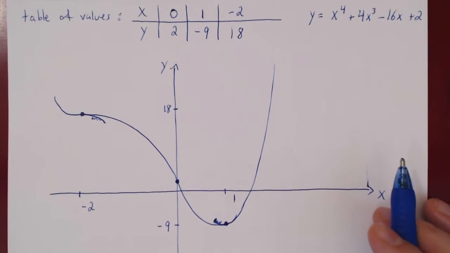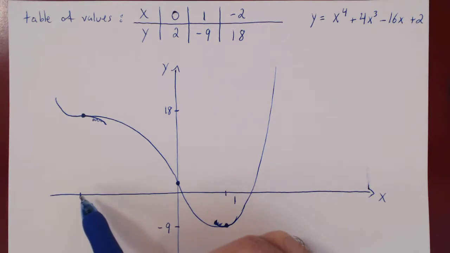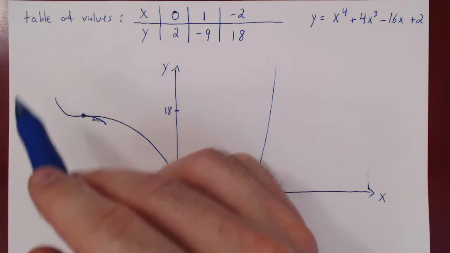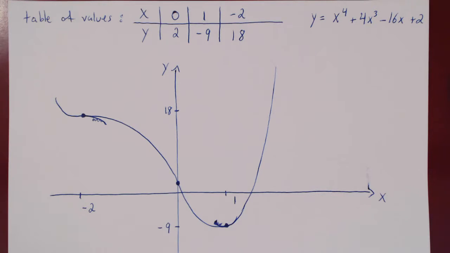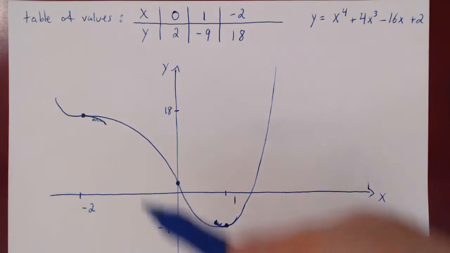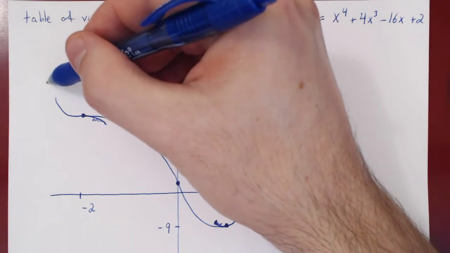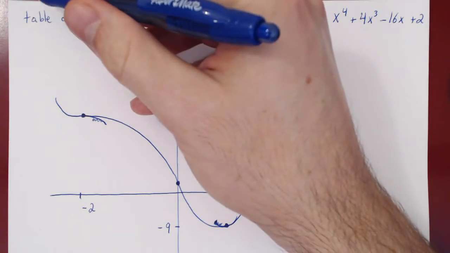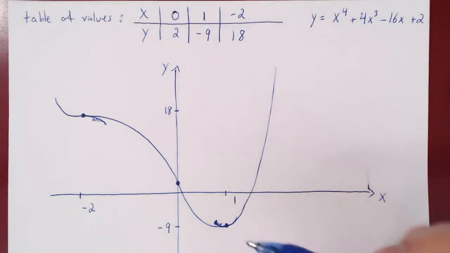Well, the same can be said to the left of -2. To the left of -2, there are no more critical or inflection points. So beyond -2 to the left, the curve will never change its behavior. It is decreasing and concave up. It will be forever decreasing and concave up.